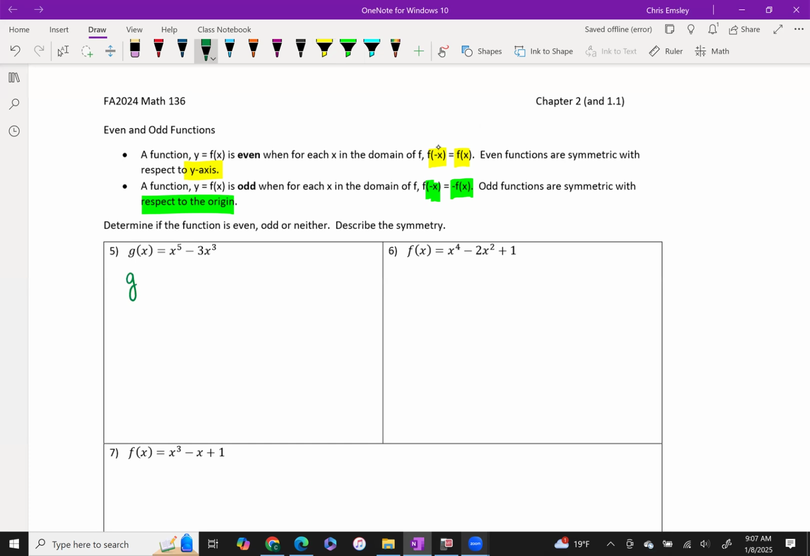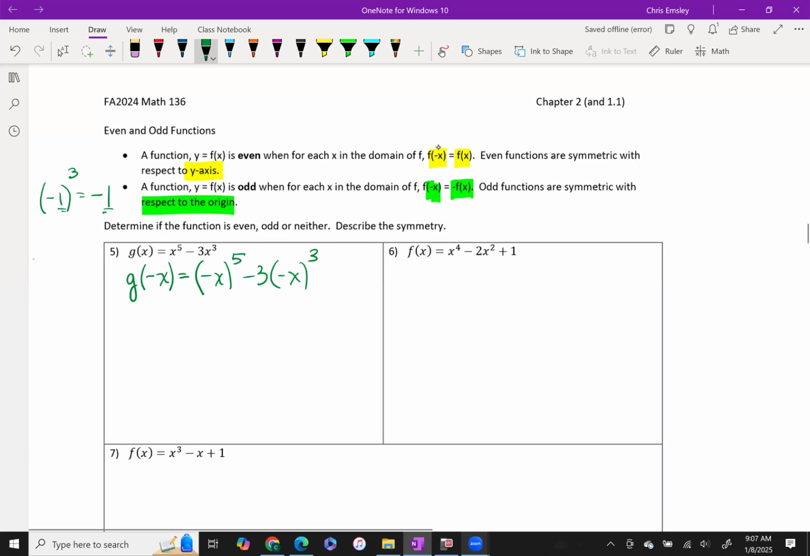So here for number 5, I'm going to take that x and I'm going to replace it with negative x. So that means I have negative x to the 5th minus 3 times negative x cubed. We talked about this when we were doing symmetry. Anytime we have an odd exponent, we can take away the parentheses and the negative sign remains. That's because if we were to raise a negative number to an odd power, it would still be that negative number back again. Like negative 2 to the 3rd is equal to negative 2 to the 3rd, which is negative 8.